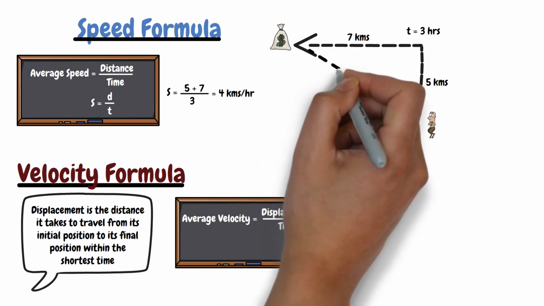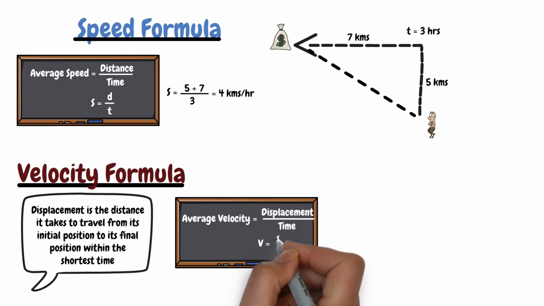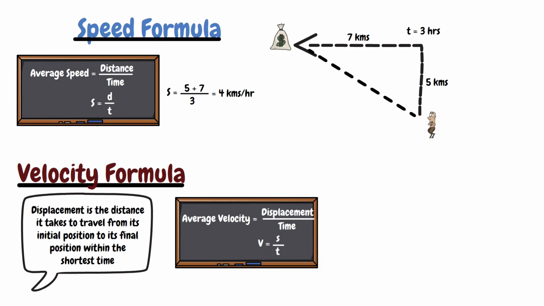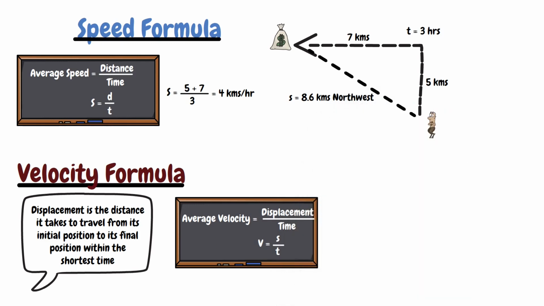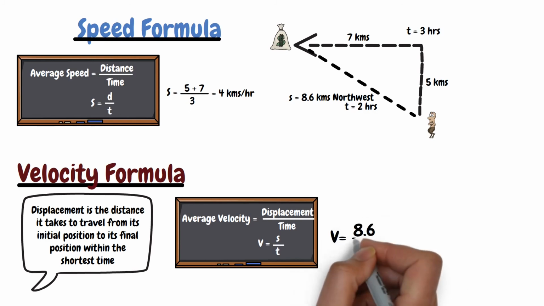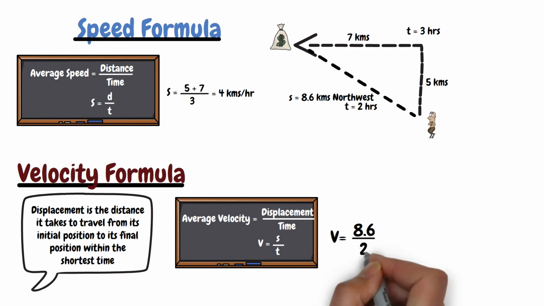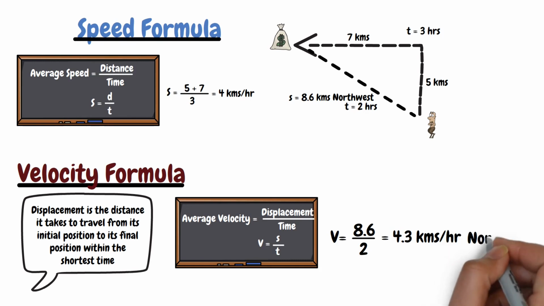For me to travel to the bag of money, I will need to travel northwest. So assume the distance is 8.6 km northwest and it takes 2 hours. The calculation for velocity is 8.6 divided by 2, which is 4.3 kilometers per hour northwest.